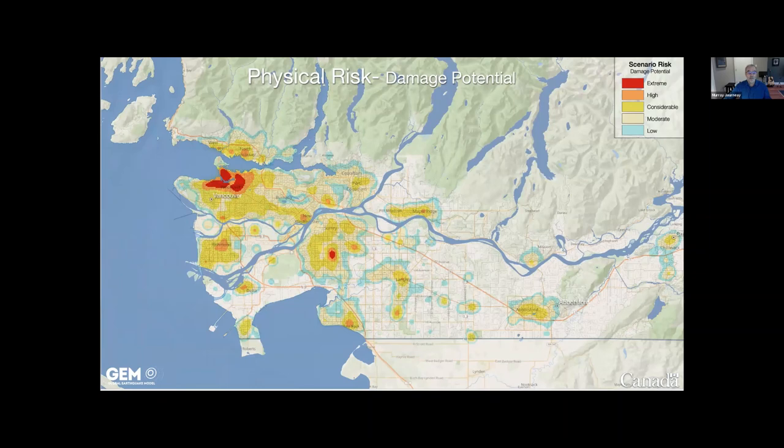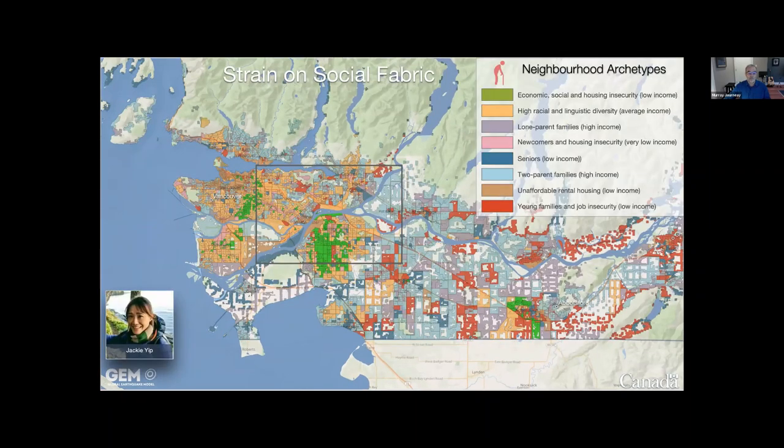And I wanted to demonstrate with the last few slides how we blend the physical risk with the social vulnerability to really get at how the burden of risk is impacting different vulnerable populations.